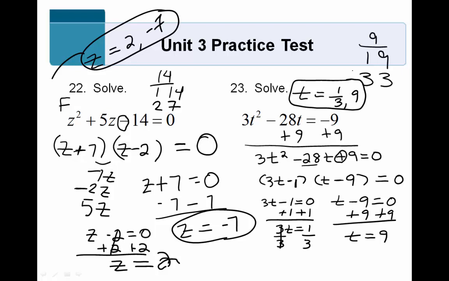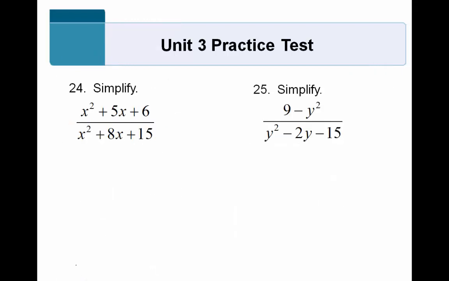Right, 2 more problems. The last topic that we covered in Unit 3, we simplified rational expressions. And rational expressions are just fractions that have numerators and denominators that are polynomials. And before you can simplify these or reduce them, you need to factor them first. You can't just start canceling out terms.